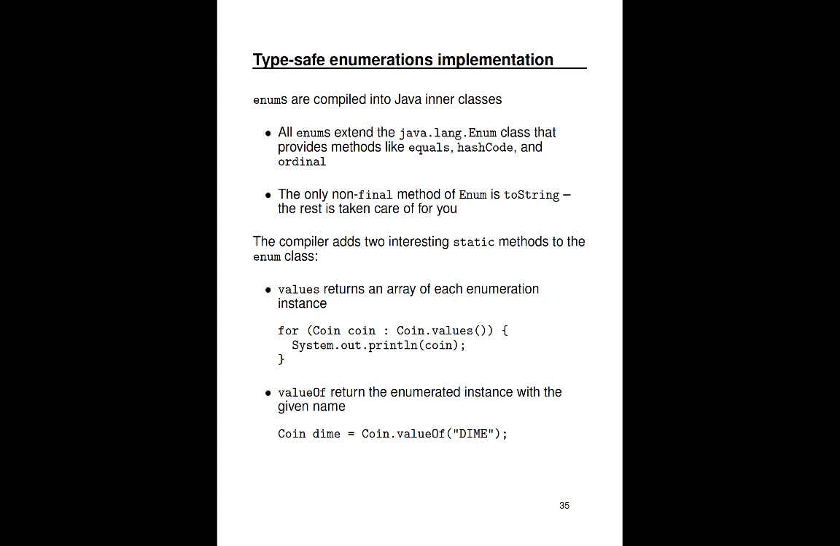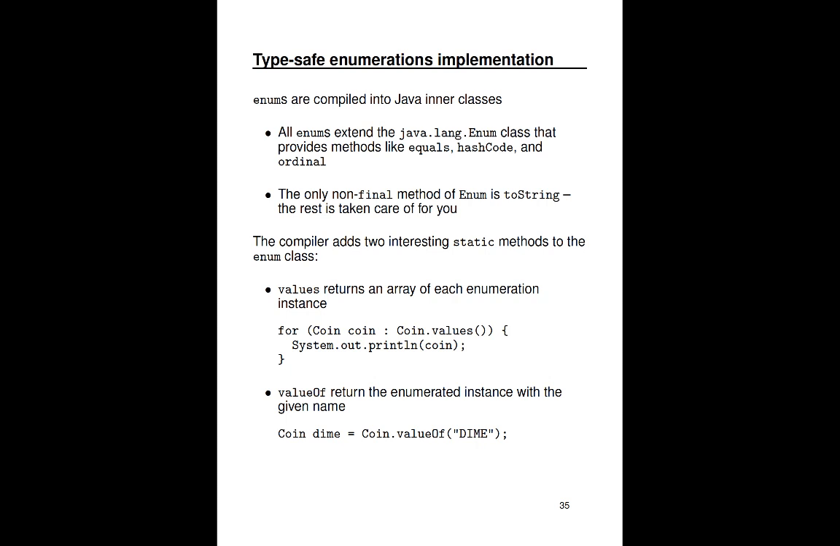Now, if we look at how type-safe enumerations are implemented, it's kind of interesting what's happening there at the bytecode level. Basically, what's happening is we're creating a little Java class that extends the class java.lang.Enum. And Enum is a thing that provides the equals, hash code and ordinal methods. All that stuff is final. The toString method is what ultimately is implemented by the subclass of Enum.